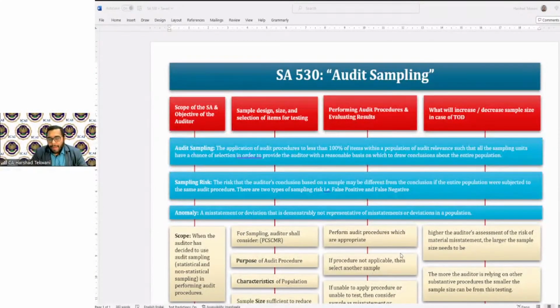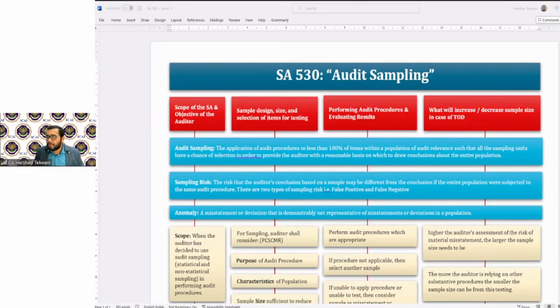So today I'm going to discuss the rest of the 500 series of SA, and we will discuss SA 530, different 500 series standards with their descriptive questions and MCQs.